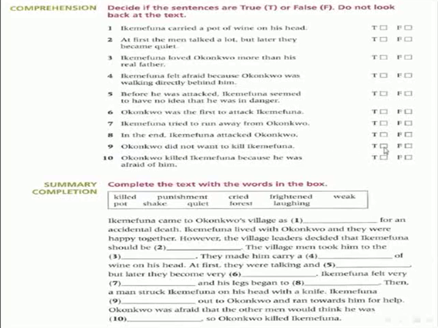He didn't want to, but he was also afraid of the other men. 10. Okonkwo killed Ikemefuna because he was afraid of him. No, false. He wasn't afraid of him.